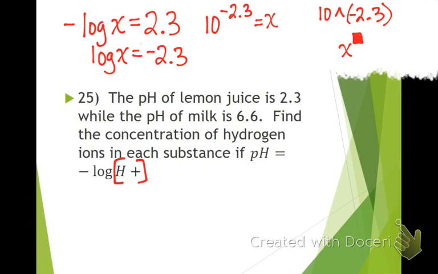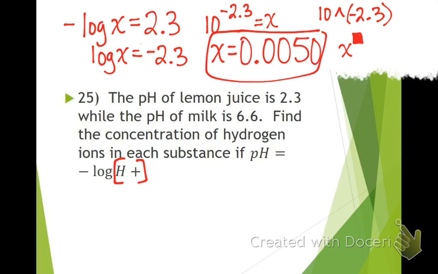Anybody get it? I got it. What'd you get, Dana? 0.00225. Let's see. Okay. So we got x equals 0.0050. We'll just leave it there. Okay, so that is our hydrogen ion concentration for the lemon juice. We still need to find the hydrogen ion concentration for the milk.